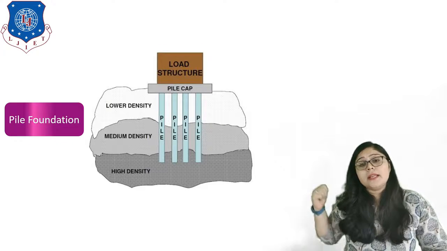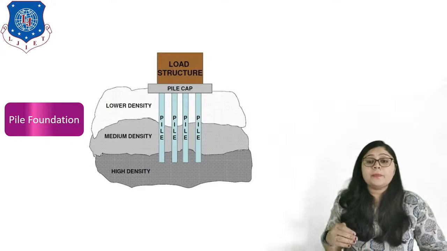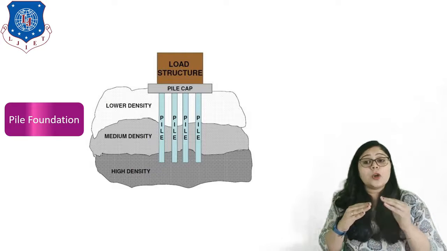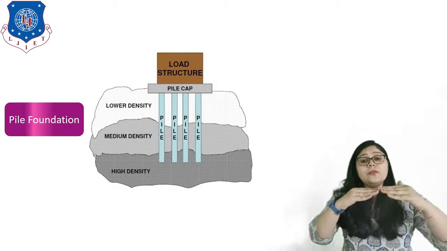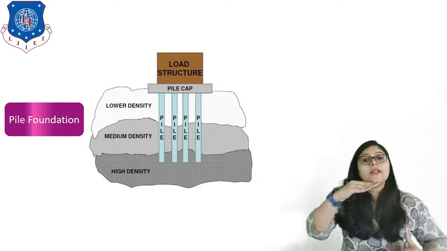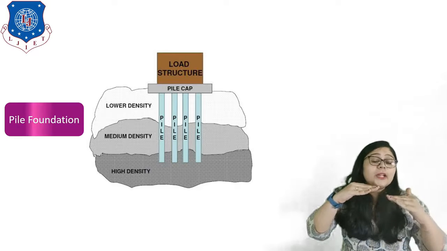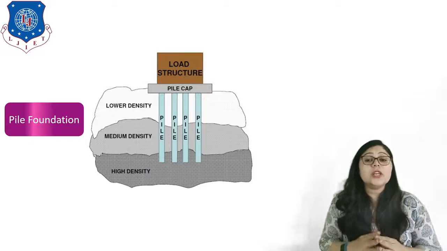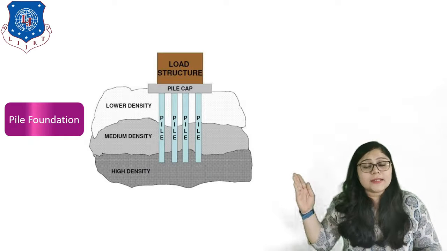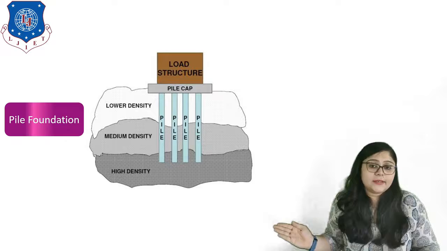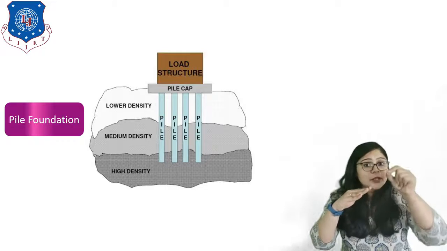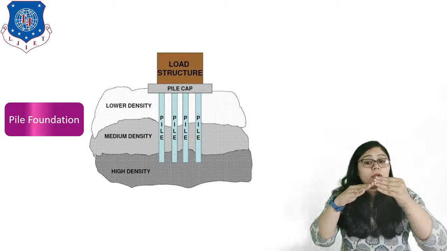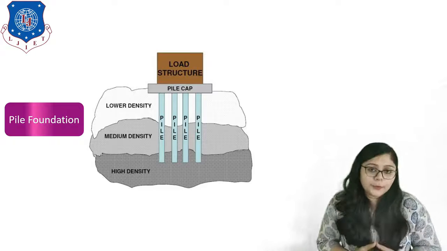So here on screen you can see that deep foundation or pile foundation is something when we have to go deeper in the soil. It means I have to deal with a number of strata having different densities, right? So here on screen you can see lower density, medium density and higher density. And the structure is known as the pile, up to which depth I have to go.